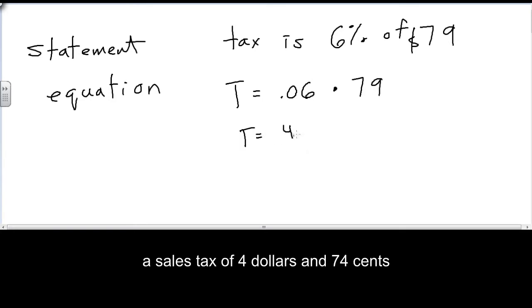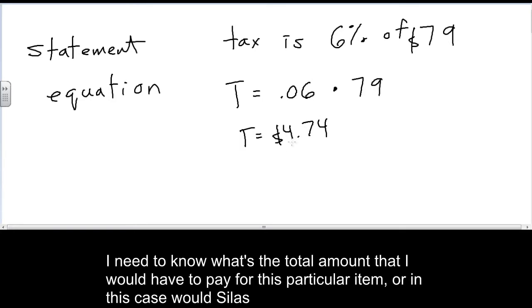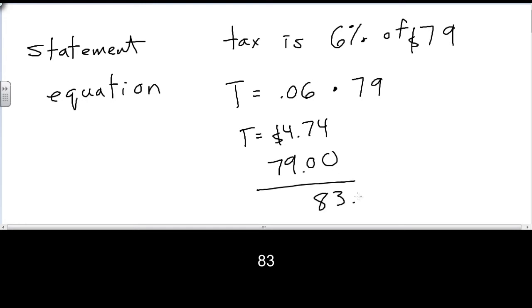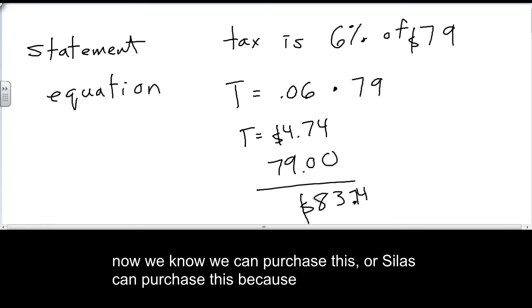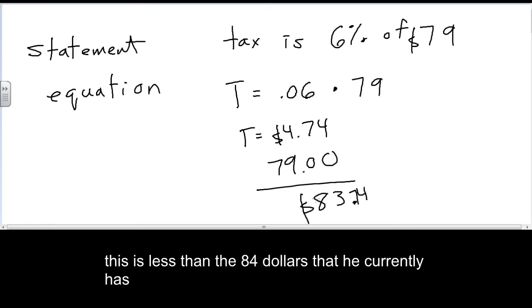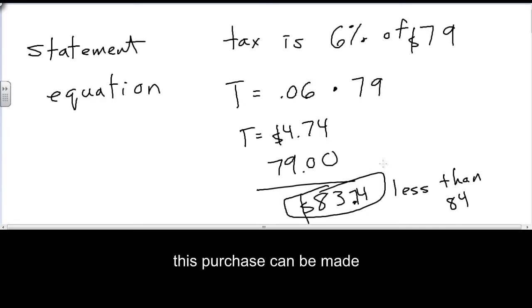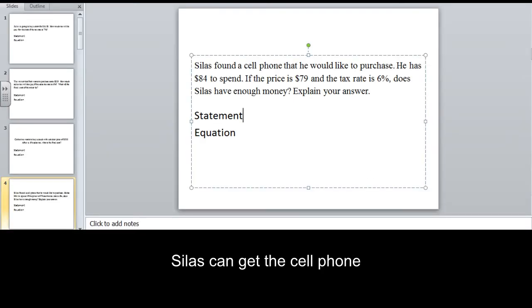I need to know what's the total amount that I would have to pay for this particular item, or in this case with Silas. So to my tax, I will add my original amount, which was $79, and I'll end up with $83.74. Now we know we can purchase this, or Silas can purchase this, because this is less than the $84 that he currently has. So since that amount is less than what is available, this purchase can be made. Silas can get the cell phone.